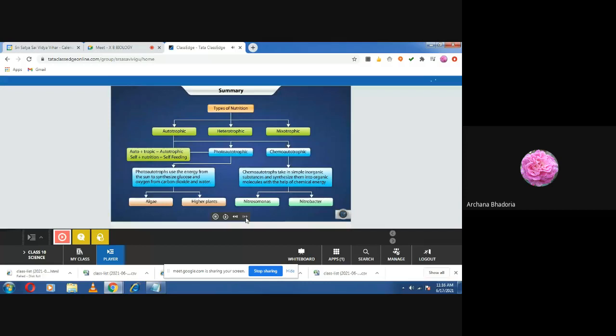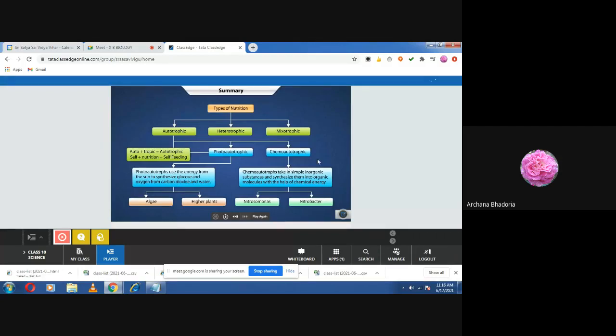Let's summarize what we have learned so far. I hope you have understood autotrophic, heterotrophic, mixotrophic. Autotrophic means preparing their own food, which may be photoautotrophic. This mode includes all the green plants, that is, the plants which are having the chlorophyll. So algae are also included and the higher plants are also included in that, and they will be using the sunlight and other needed raw materials, that is the water and the carbon dioxide.